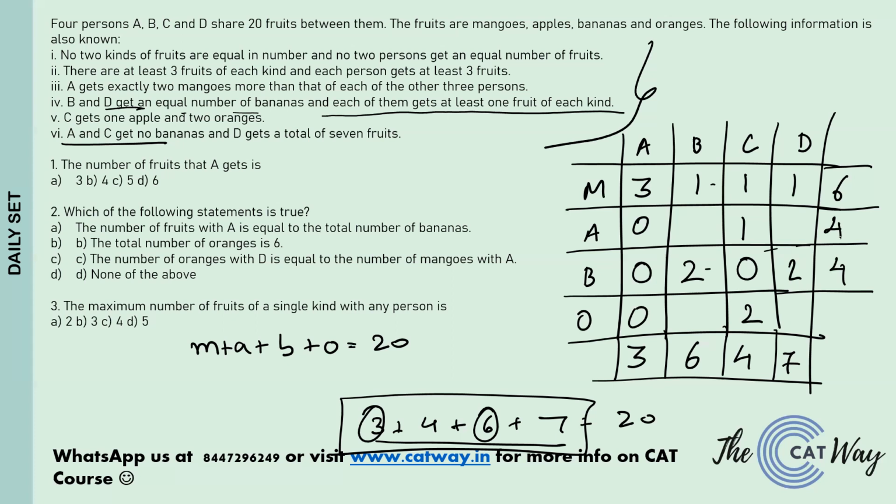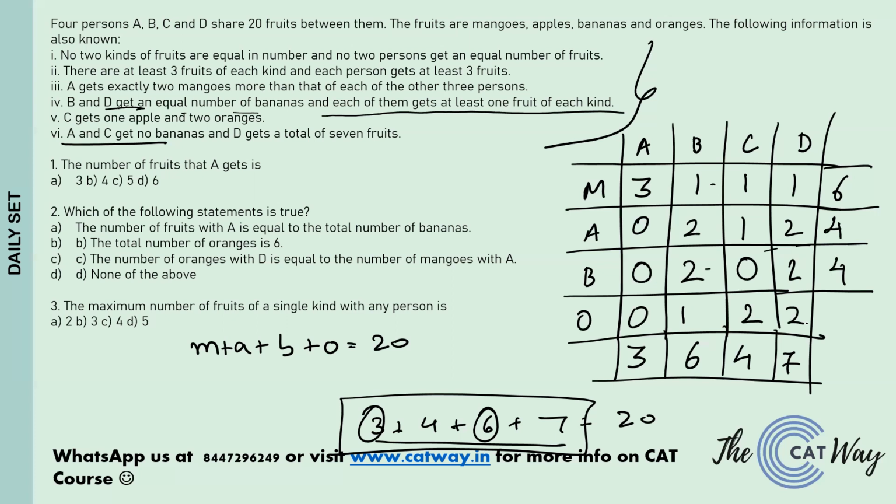Again, B cannot have more than 2. Let's say B has 2, so here it will be 1, and here also it will be 2. Now this is 2 to 4, 1, 5. So D will have to take 2 oranges.